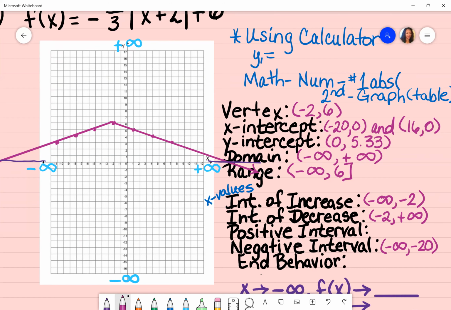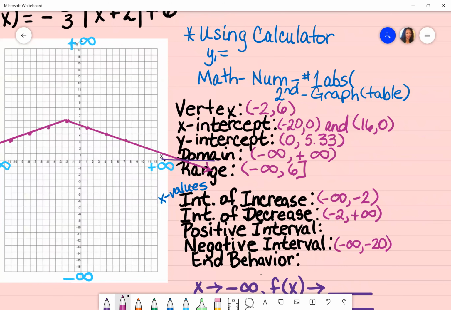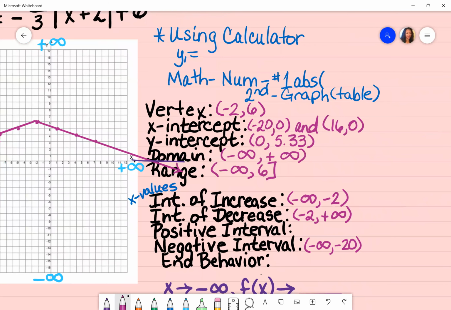I actually have another negative interval if I wanted to go ahead and make note of that. This part that's under the x-axis. And now I'm looking at my second x-intercept. I think I said interval, x-intercept. And that's going to be at 16. And my graph goes on forever towards positive infinity.